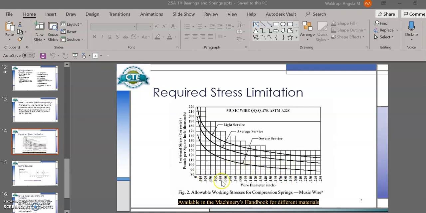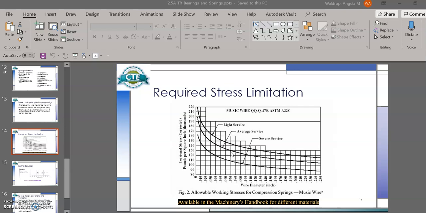If you have a spring diameter size of 0.07 and you go up to 130 KSI, you're only allowed to have an average service level. You may need to rewind the video to hear that again. That way you can do the questions that will be given to you in your assignments. So you might need to rewind and pause that.